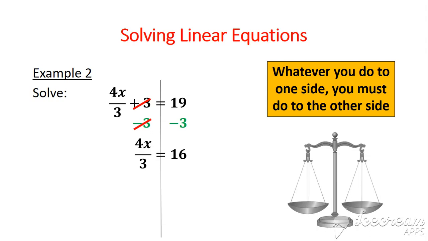Now we've got that divide 3 on the left, so to get rid of a divide 3, we times 3 on both sides. So that times 3 and divide 3 cancel on the left, leaving us with the 4x. And on the right-hand side, we've got to work out 16 times 3, which is 48. So 4 times x is 48. Our final step is to divide both sides by 4 to get rid of the 4 times x. The 4's cancel, leaving us 1x on the left, and 48 divided by 4 gives us 12. So x is equal to the number 12.